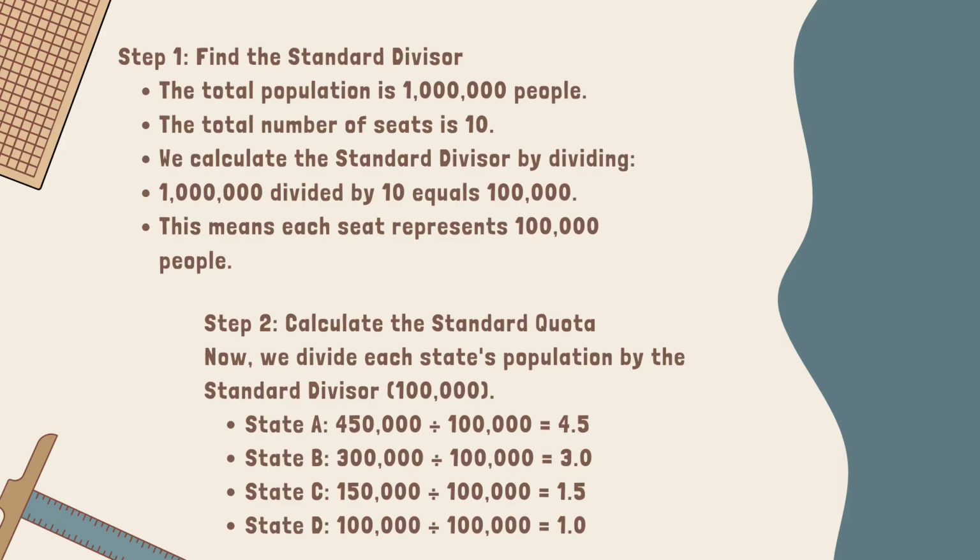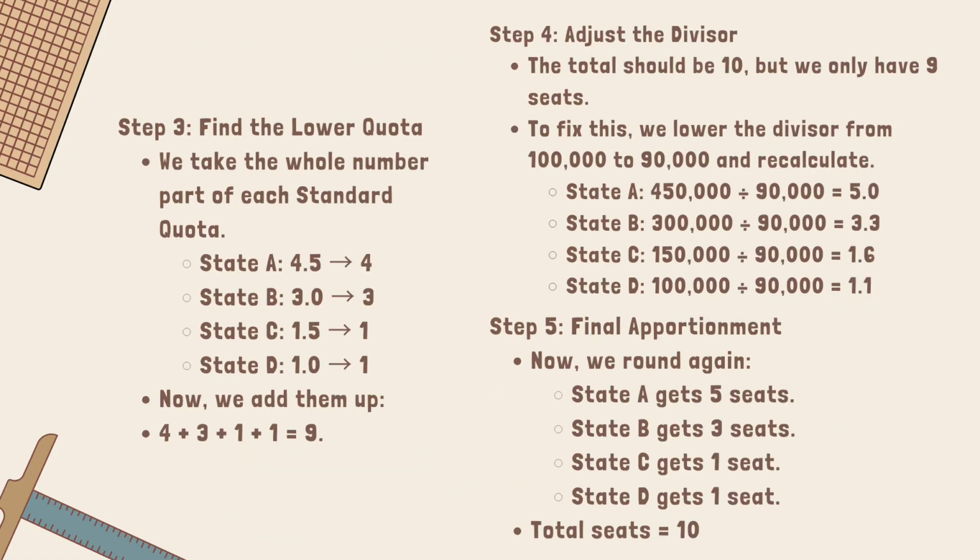Step 2. Calculate the standard quota. Now we divide each state population by the standard divisor. State A is 450,000 divided by 100,000 equals 4.5. State B is 300,000 divided by 100,000 equals 3.0. State C is 150,000 divided by 100,000 equals 1.5. State D is 100,000 divided by 100,000 equals 1.0.